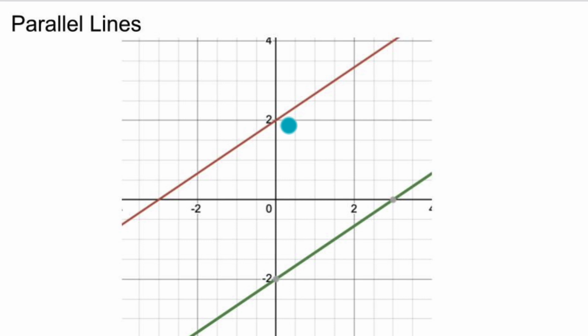So here we have two line equations. They're parallel. You can see they're parallel because they don't intersect. But it could be that we're just zoomed in, we don't see where they intersect. What we need to do is look at the slopes.